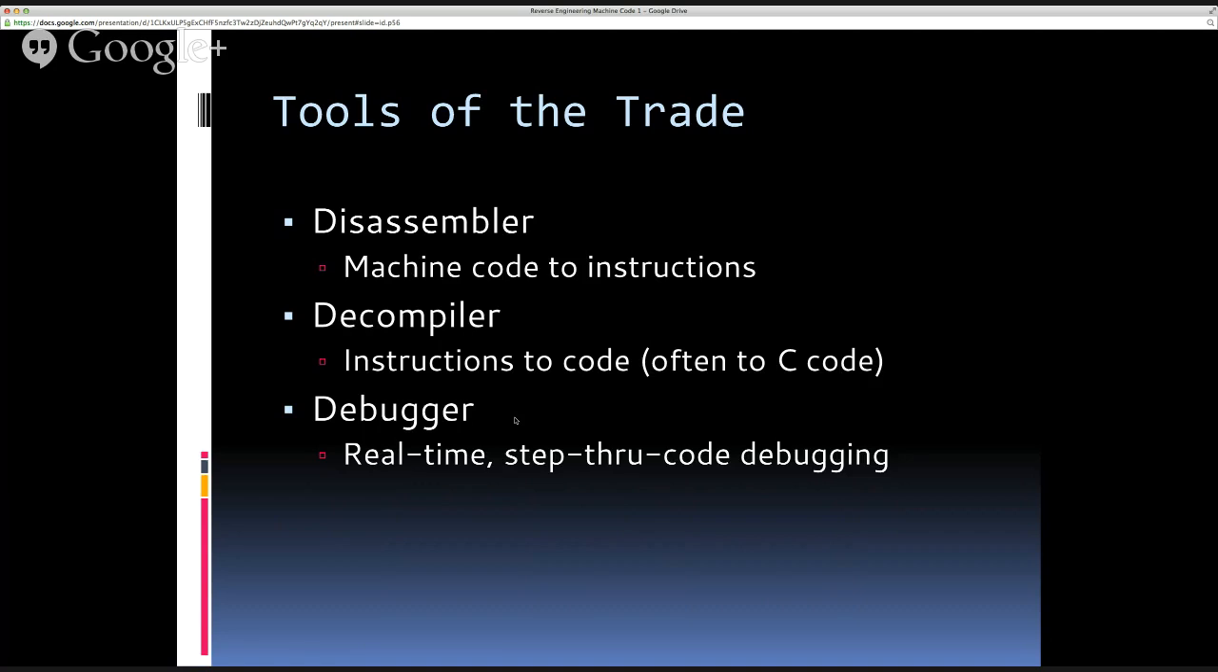And last, we have the debugger. The debugger is a type of dynamic program analysis, and this is because you're actually now running the code, but you're doing this in real time and you're stepping through it. So you're seeing the code execute right on the processor, and you can either single step and set breakpoints, and we'll talk all about that here in a little bit.